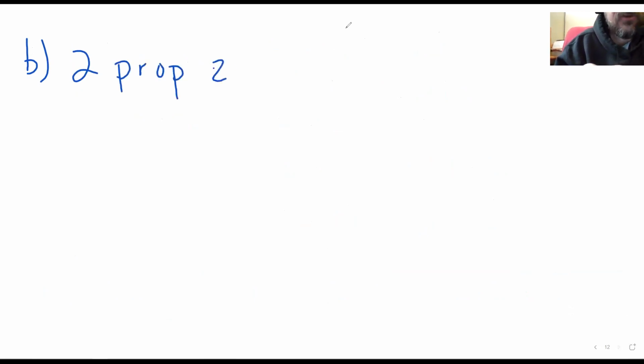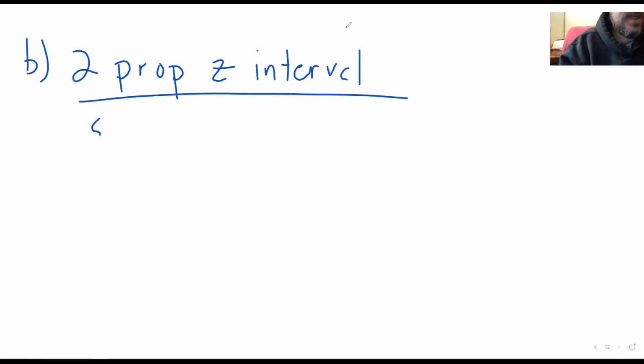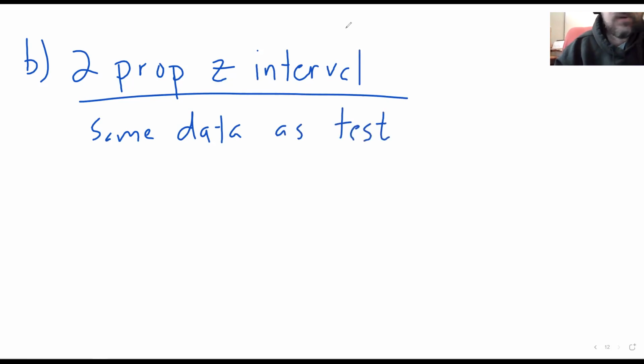We're going to make a 95% confidence interval. So this is going to be a 2 prop Z interval. Same data as the hypothesis test. I don't particularly feel the need to write that again.